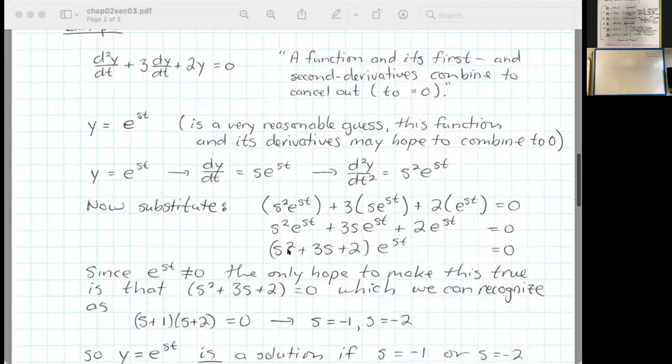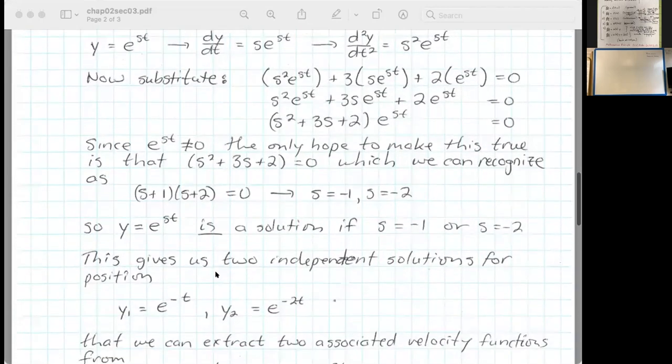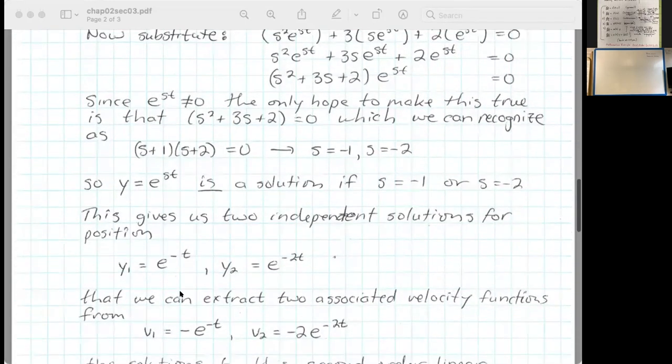But polynomials, wow, that's in my wheelhouse. I've done a lot of these. Quadratic equation, factoring, whatever you want to do, complete the square. Yes, this could be zero for two special values of s. So my guess was not such a strange thing to do. If I set s equal to -1 or -2, I get two different answers to the problem. I could physically check that they're answers by differentiating them and inserting them.